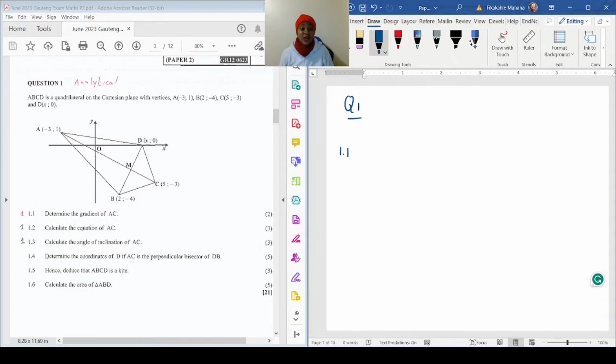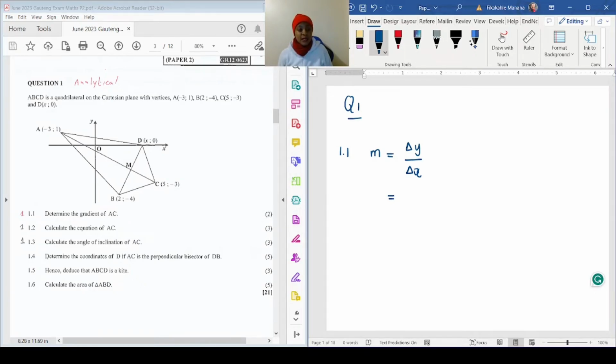Guys, this is where you have to collect your marks. Please, you can't go wrong. I was helping my husband mark papers and some grade 11, grade 10 learners are saying gradient is delta x over delta y. Please make sure you do not lose marks in these simple questions. This is where you collect them.